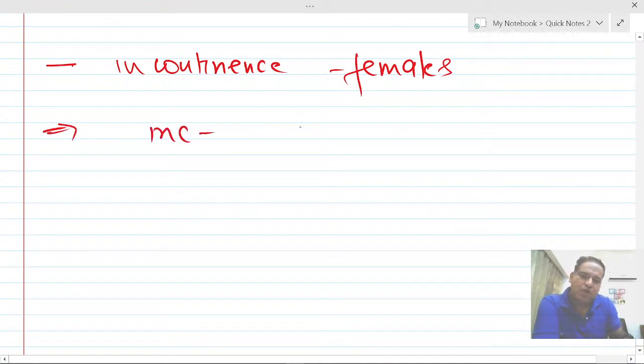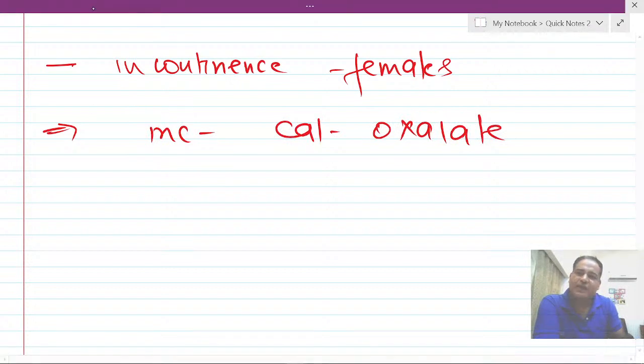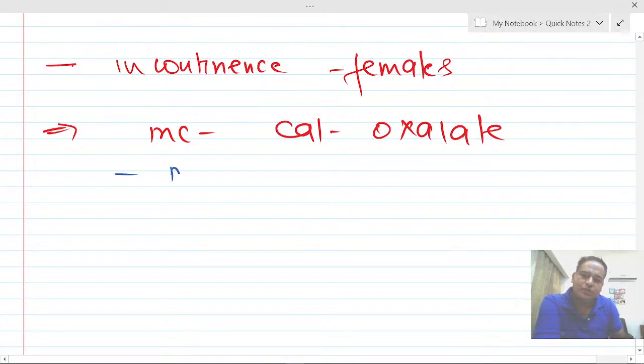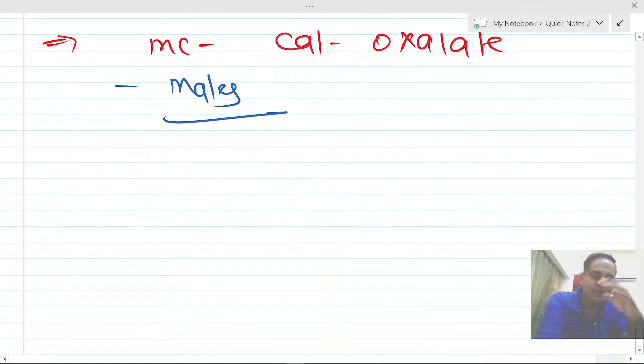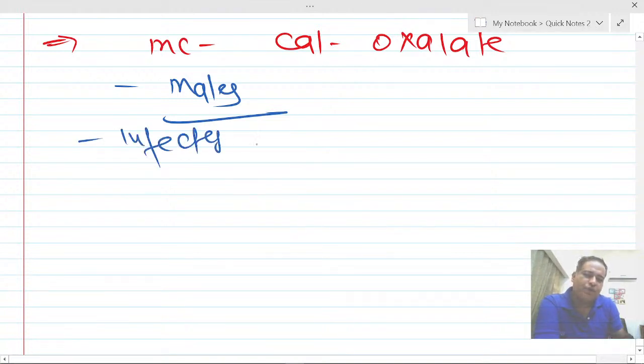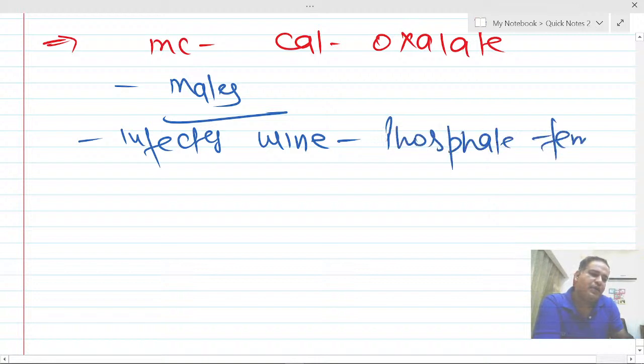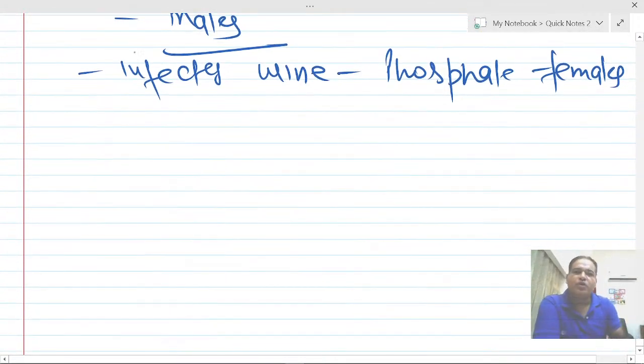Fine. In urolithiasis, the most common type is calcium oxalate stones. They are more common in males because they work outdoors, sweat a lot, and so pass concentrated urine. Stones which form in infected urine, like phosphate stones, are more common in females because they have a very short urethra and more chances of catching urinary tract infection.